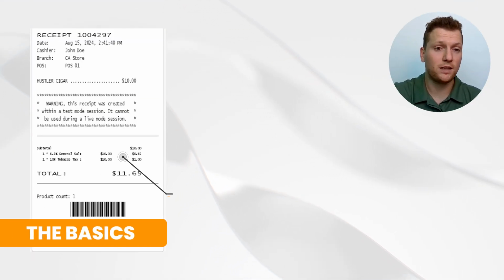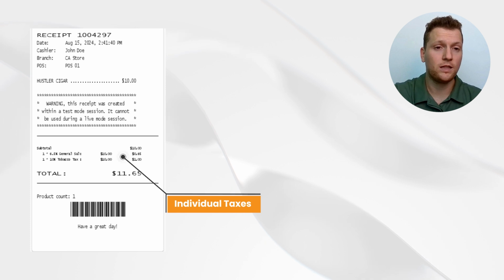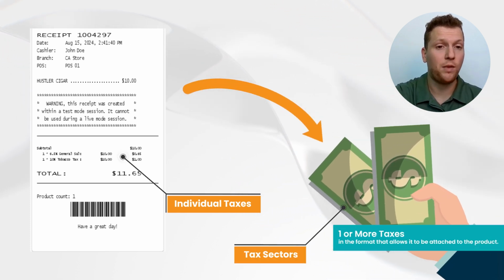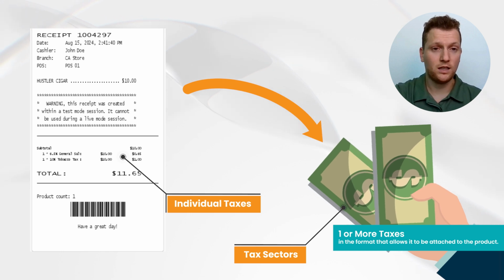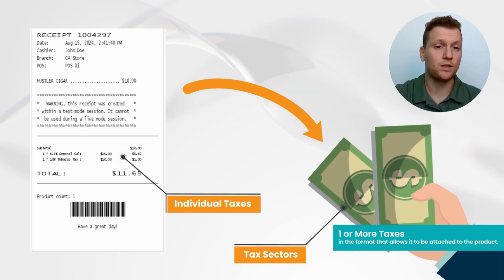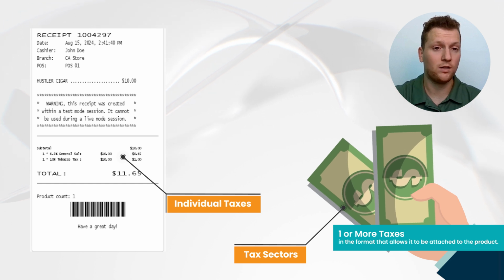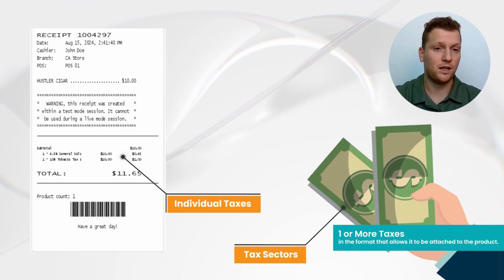We have individual taxes, which go into tax sectors. Tax sectors are a tool that we use to pair to our products to tell the system how much of a percentage of tax we need to charge and which taxes need to be charged to this product. Let's go over 3 different examples.